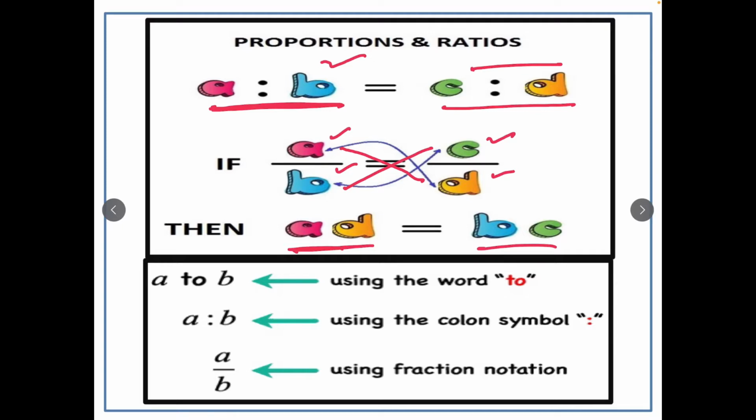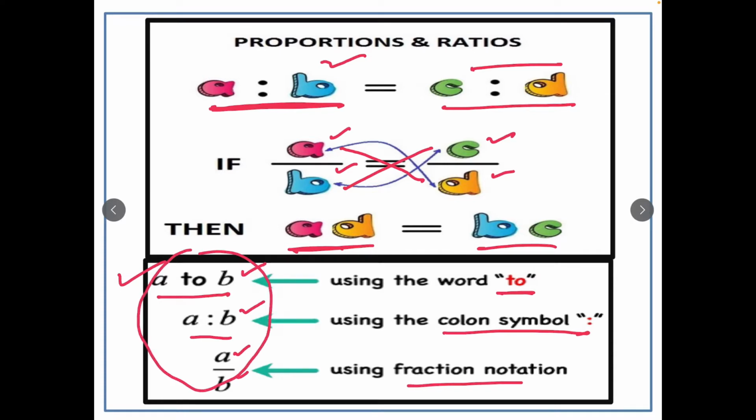Also, you can see that we can write the ratio in three different forms. We can write this as A to B, which we read as A to B. We can also write the ratio as A colon B using the colon, or we can represent it in fraction form, that is A divided by B. So we can represent any ratio in three different forms, which are A to B, A colon B, or A divided by B, but all three are the same.